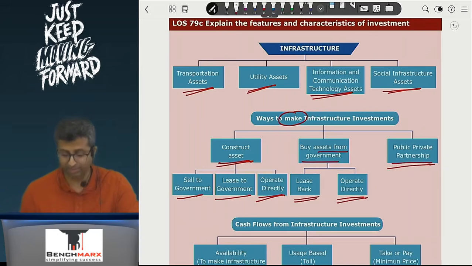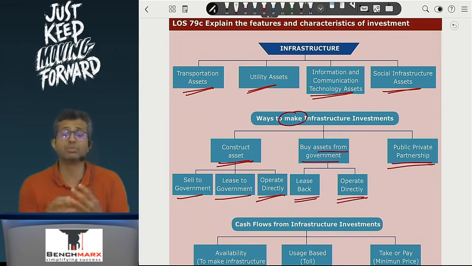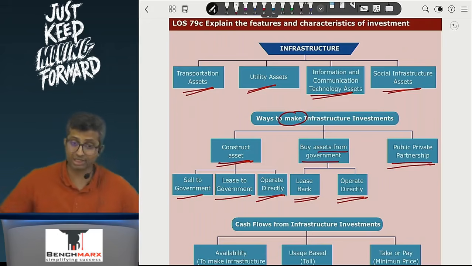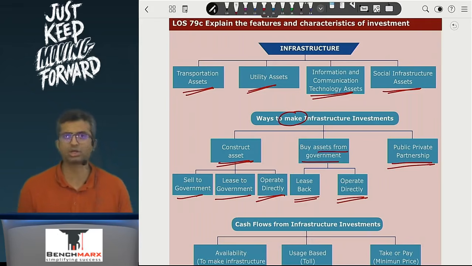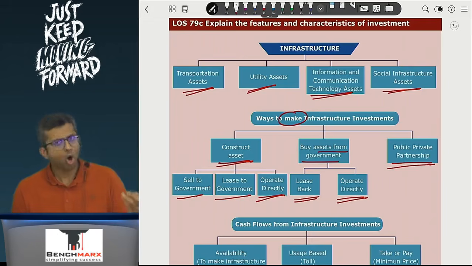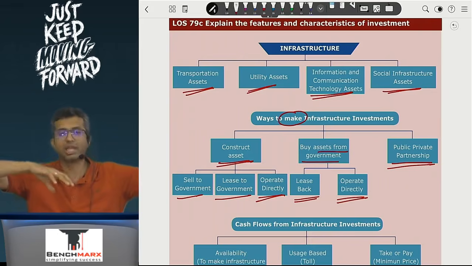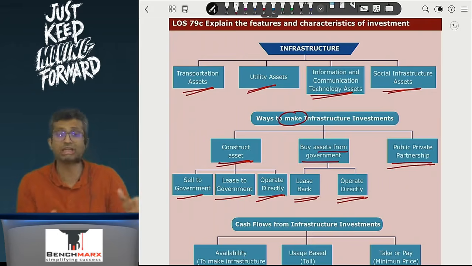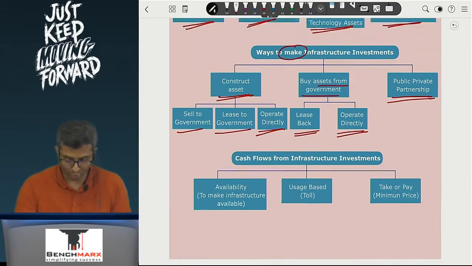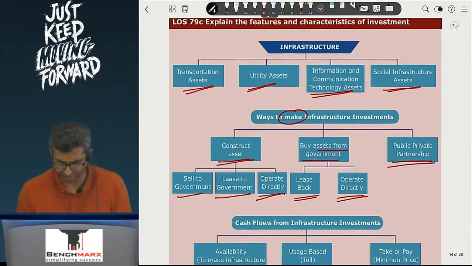And then there is a public-private partnership, in which case the government as well as the private company come together to make an asset. So these are various ways. First, you might construct the asset yourself, or you buy the asset. Maybe there's an airport which is struggling. You buy the airport, you turn around and reshape the airport, for example. Or you and the government come together, like some of the metro projects are a joint venture between the MMRDA in Mumbai, which is a government authority, and Reliance. So these are infrastructure investments, like Reliance has a metro in Mumbai. These are the ways in which investments can be done.